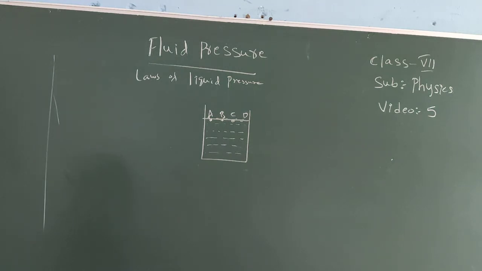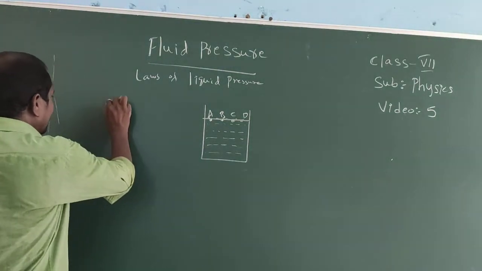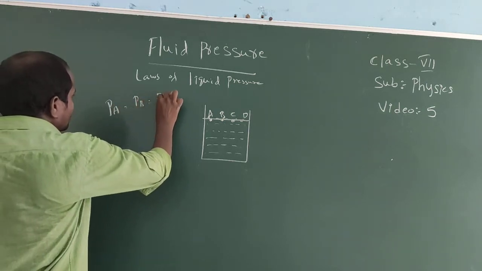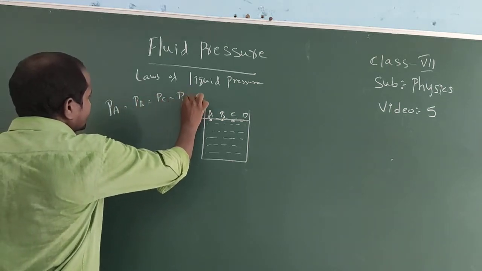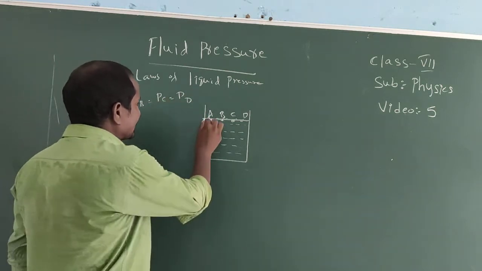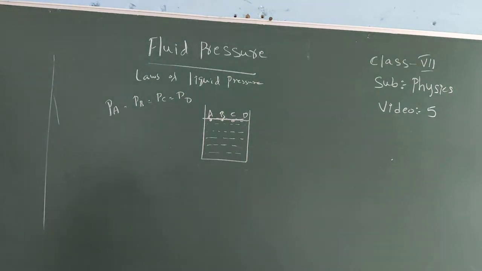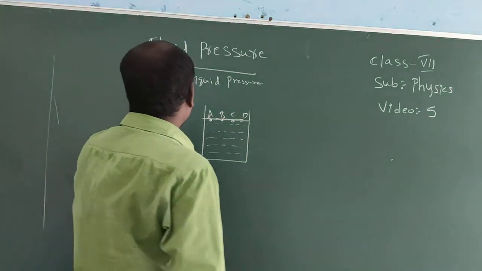At the same time, pressure is the same at all points in a horizontal plane at a given depth. That means pressure at A equals pressure at B equals pressure at C equals pressure at D. At a given depth, at the horizontal level, the pressure is the same at all points.